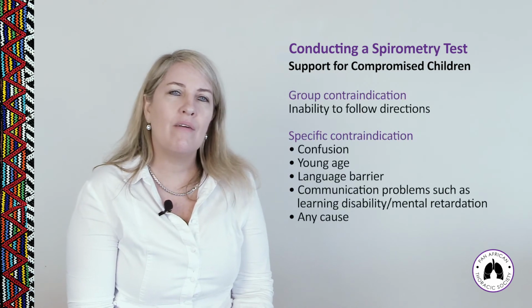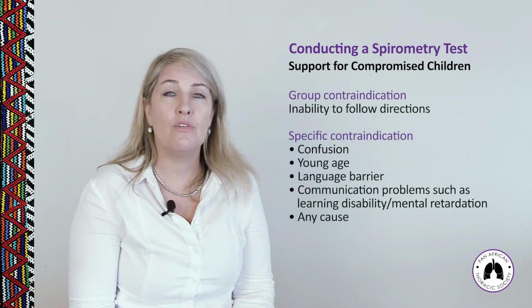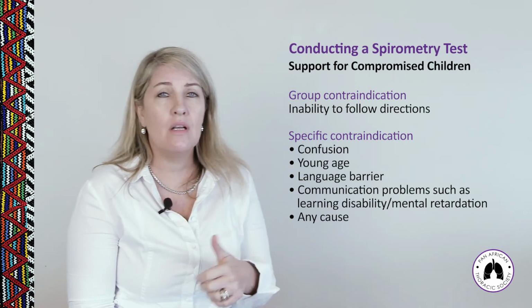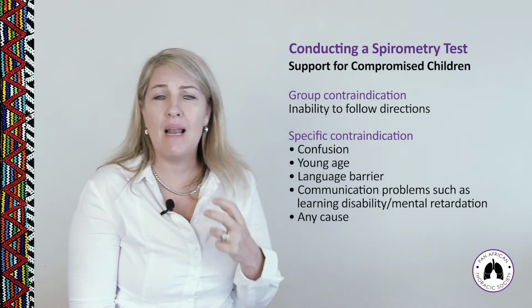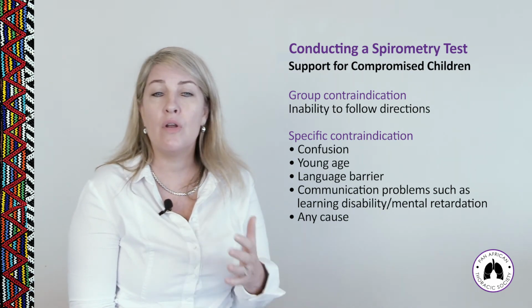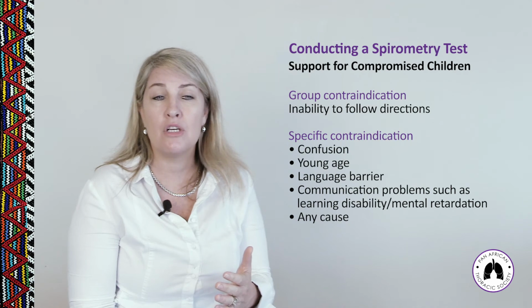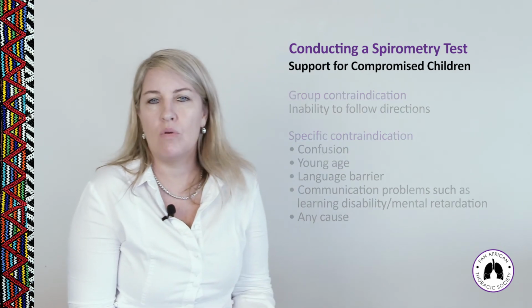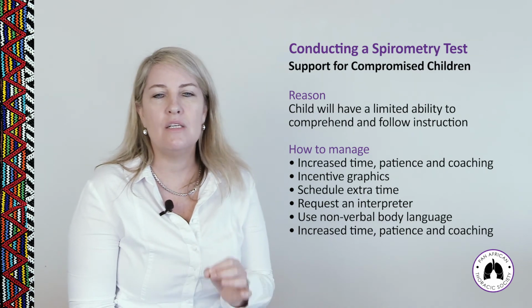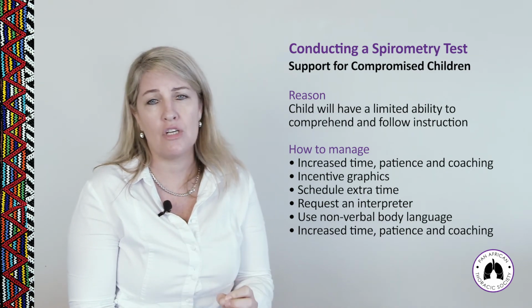So sometimes you'll have a child who has an inability to follow directions. Now, this could be because of confusion. The child might be too young. There might be language barriers. There might be communication problems, such as a learning disability, or mental retardation, or any other cause. So in this instance, the child will have a limited ability to comprehend and follow instruction.